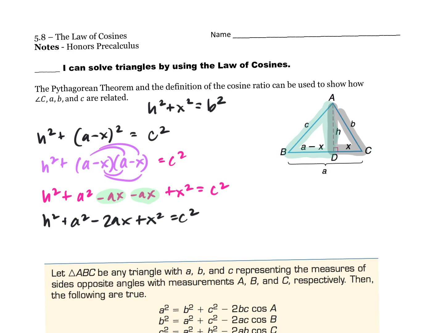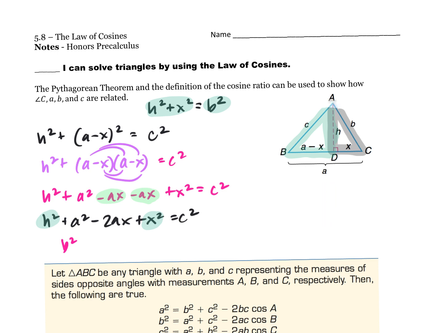What did I make a substitution for real fast? Oh, yeah, look at this. What could I replace h squared plus x squared with? B squared. Could I make a substitution there? Yes. Okay, and you're like, I wouldn't have come up with that on my own. You're not expected to. It's just, can you follow?